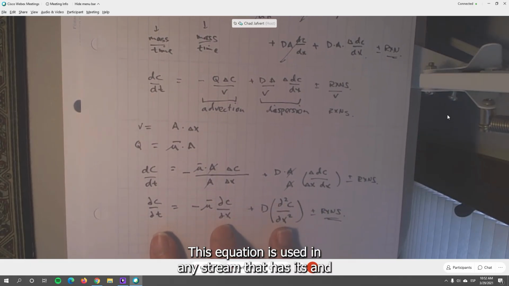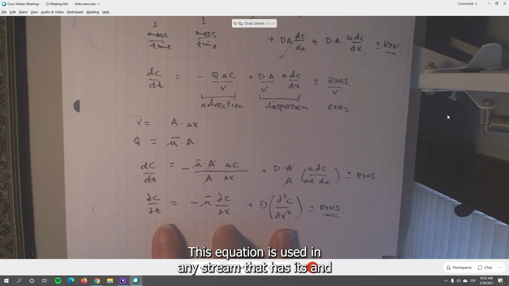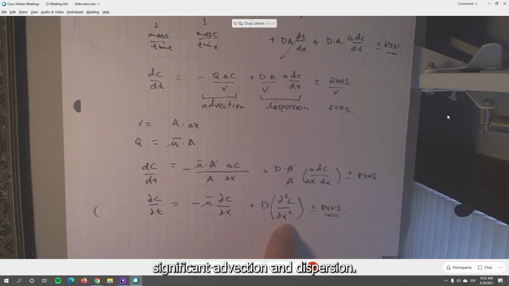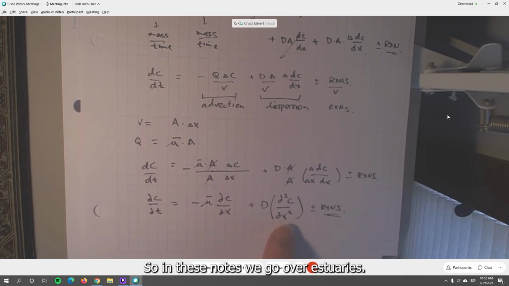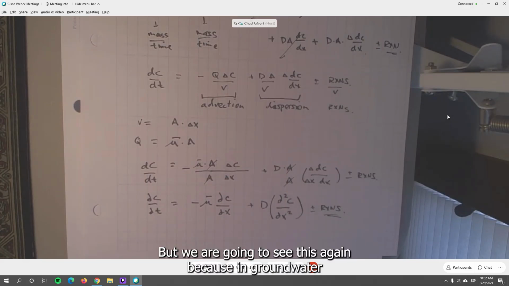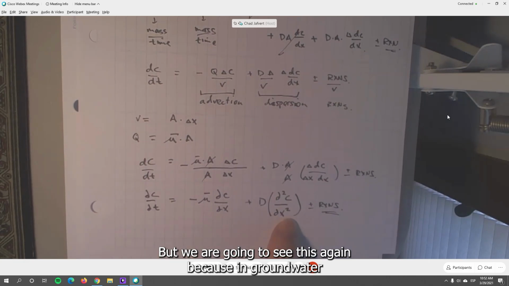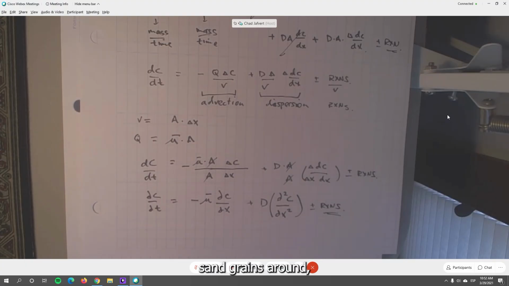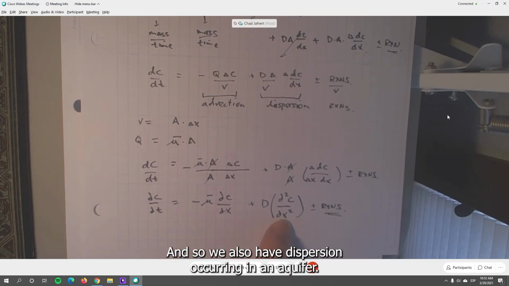This equation is used in any stream that has significant advection and dispersion, and that also includes estuaries. So in these notes, we go over estuaries. We're not going to go over estuaries too much in this class, but we are going to see this again because in groundwater, the water has to flow around particles, around sand grains, around gravel particles in an aquifer. And so we also have dispersion occurring in an aquifer.